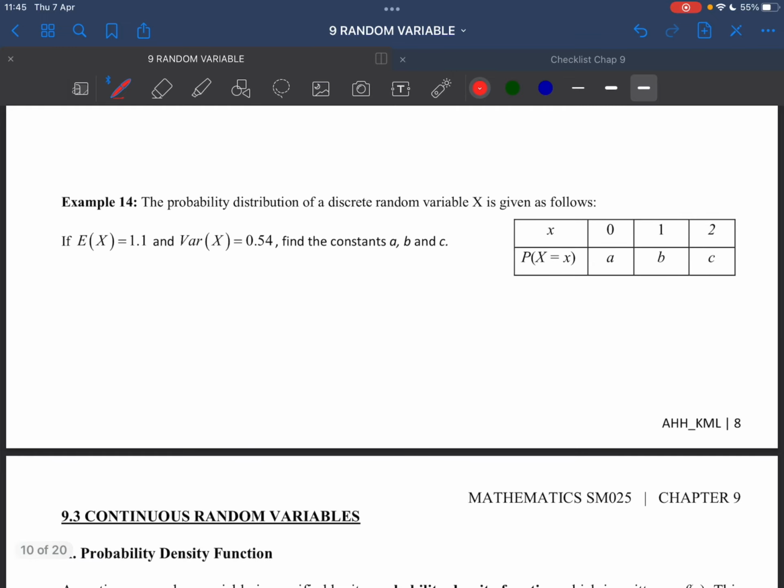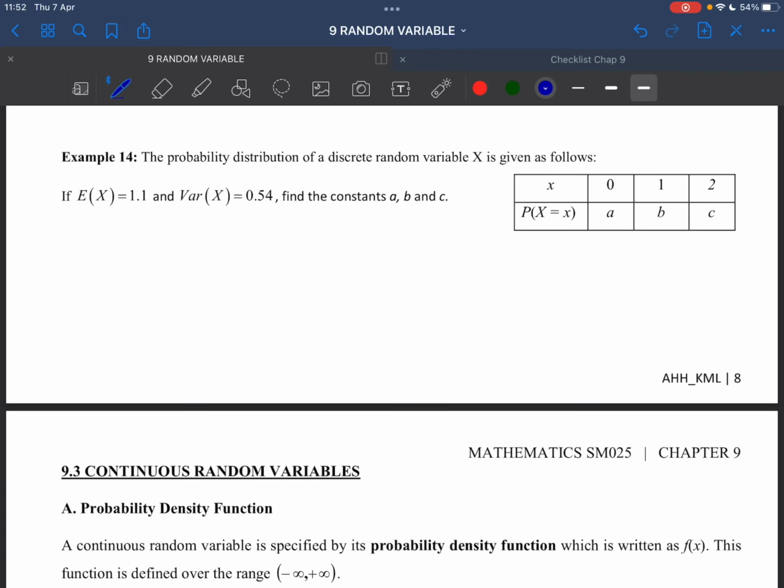Okay, so the last question here, example 14. If E(X) is equal to 1.1 and the variance is given to us, we find E(X) as usual. Given E(X) equals 1.1, we know that to find E(X) is equal to 0 multiplied by a, plus 1 times b, plus 2 times c. So we have our E(X) as 1.1, so here we are left with b plus 2c. Let's make b the subject. We'll have b equals 1.1 minus 2c. Okay, so that is the first equation.